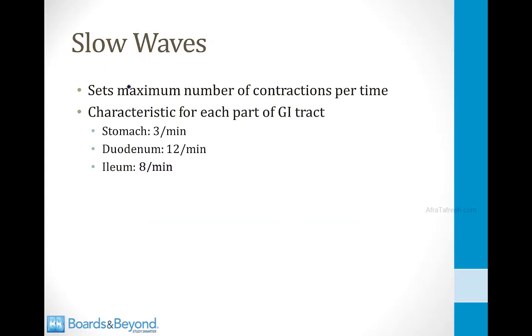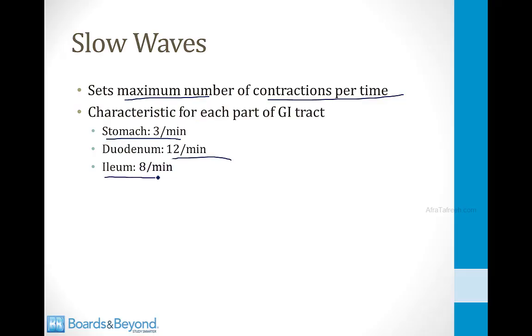So what the slow waves are really doing is setting the maximum number of contractions per time within different portions of the GI tract. And there are characteristic slow wave frequencies for each part of the GI tract. In the stomach, it's about 3 per minute. In the duodenum, it's about 12 per minute. And in the ileum, it is about 8 per minute.